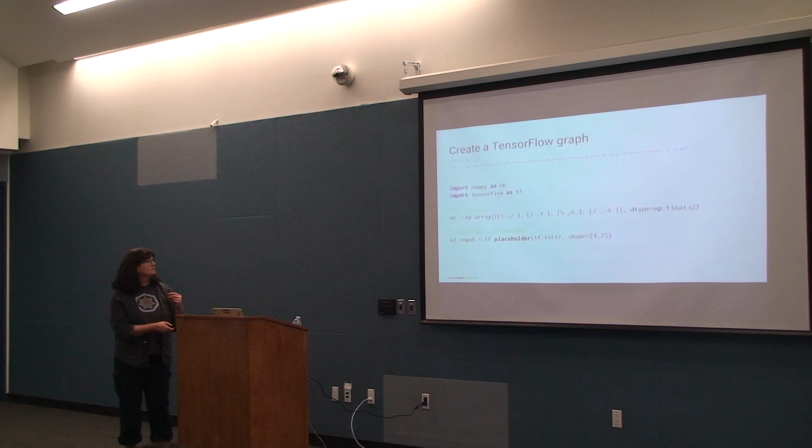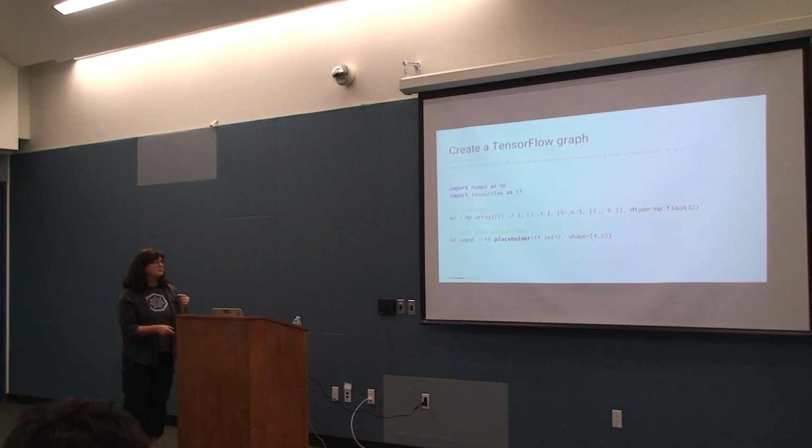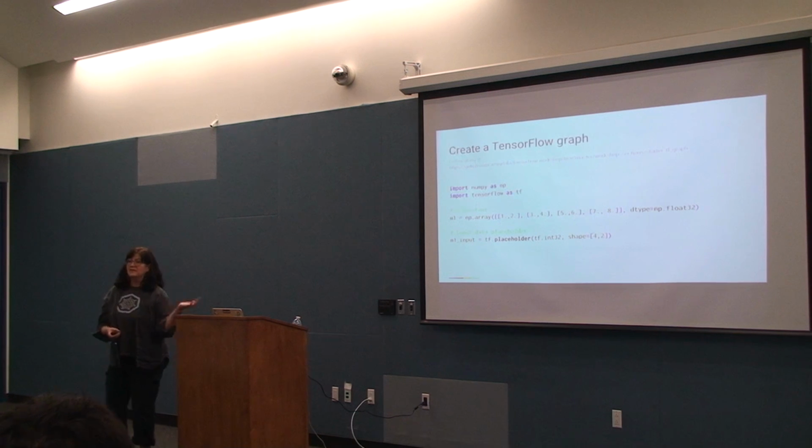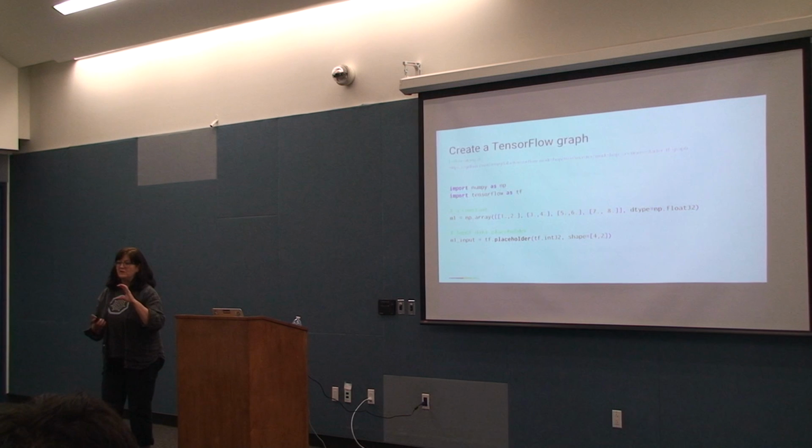Let me go back to the placeholder for one second. An important thing to note about this placeholder is we just gave it a shape. So we're not defining the data we're feeding into it yet. We just gave it a shape, and remember, I talked about shapes earlier. So this means this is a 4x2 matrix.